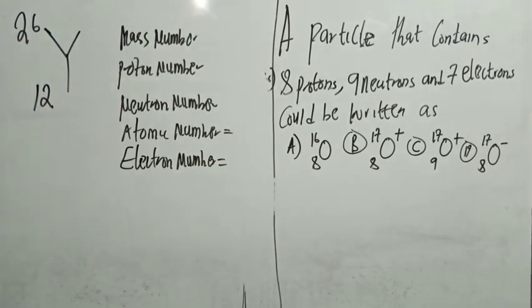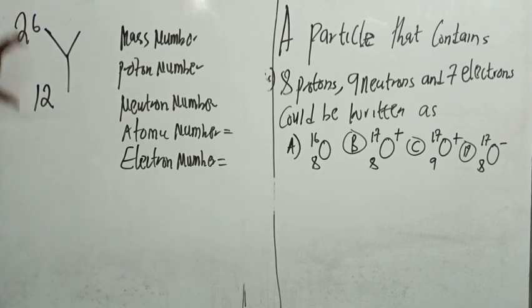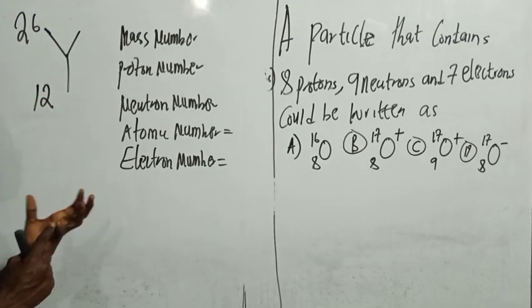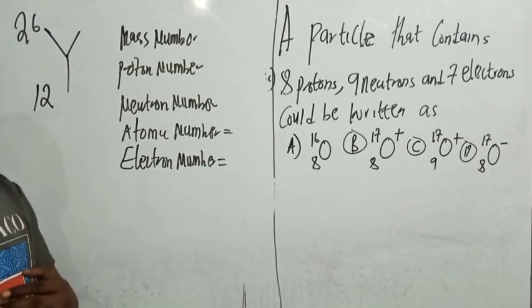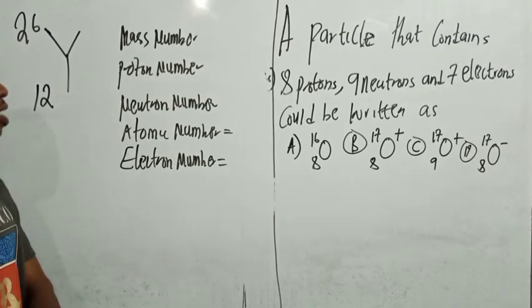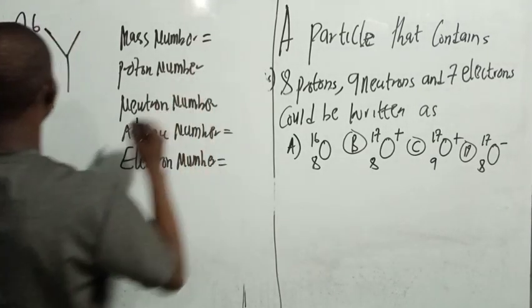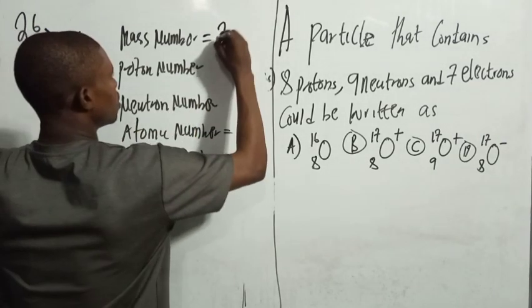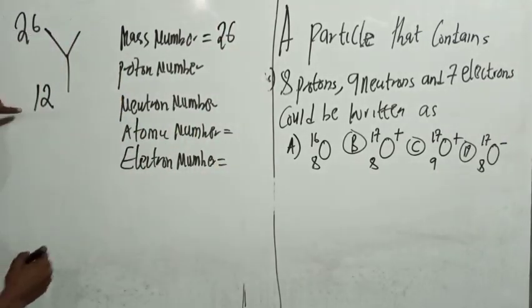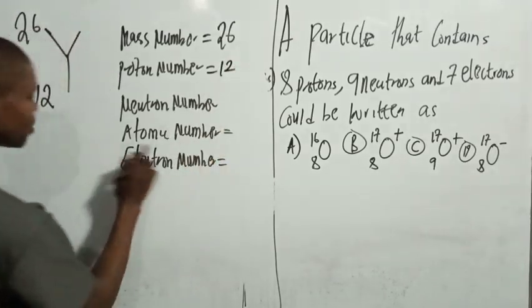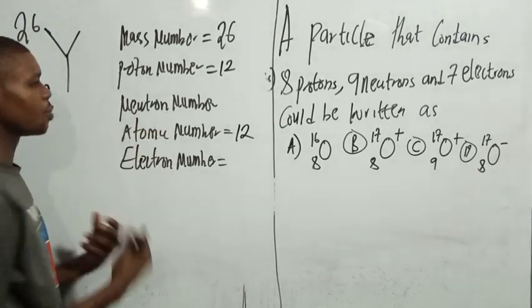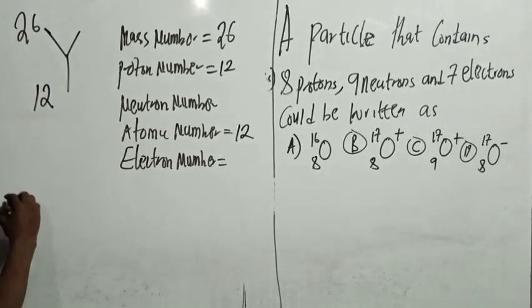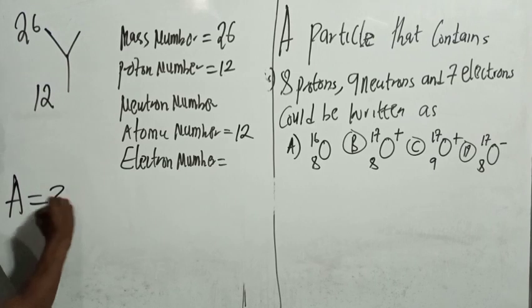So how do you identify them? Every element must have these two things here. So from here, I want to get the mass number, proton number, neutron number, atomic number, and electron number. These are the type of questions you regularly see in JAMB. So my mass number is 26. My proton number is 12, also the same as the atomic number. Now, neutron number: how do you get the neutron number? Remember, mass number, which is A, is equal to Z plus N.